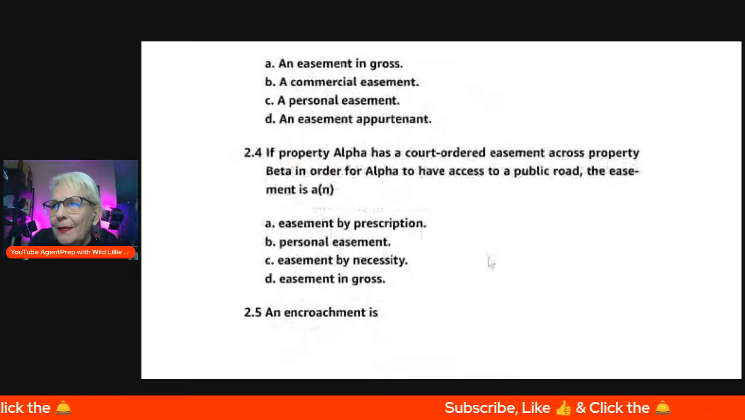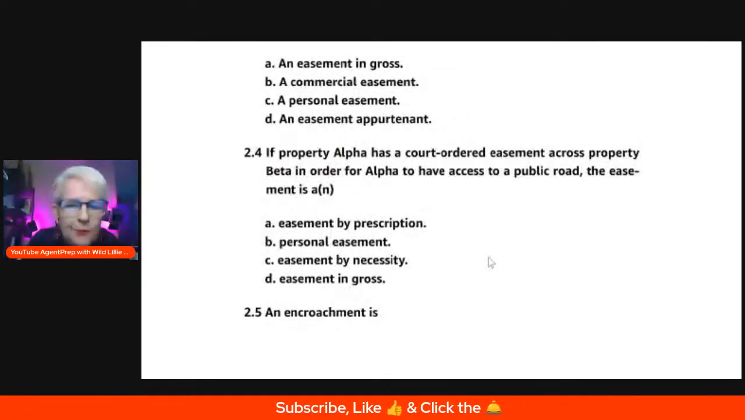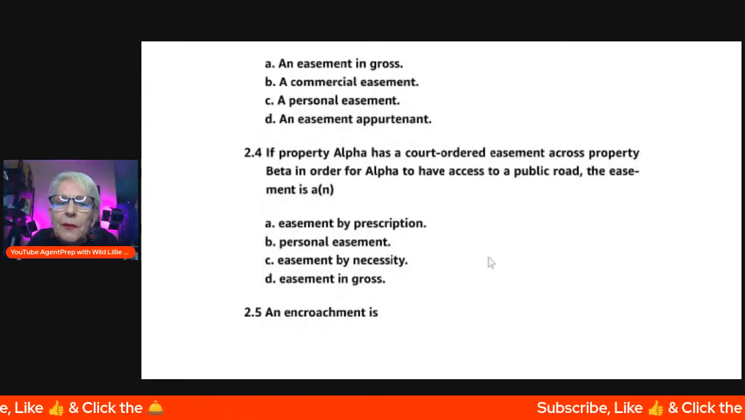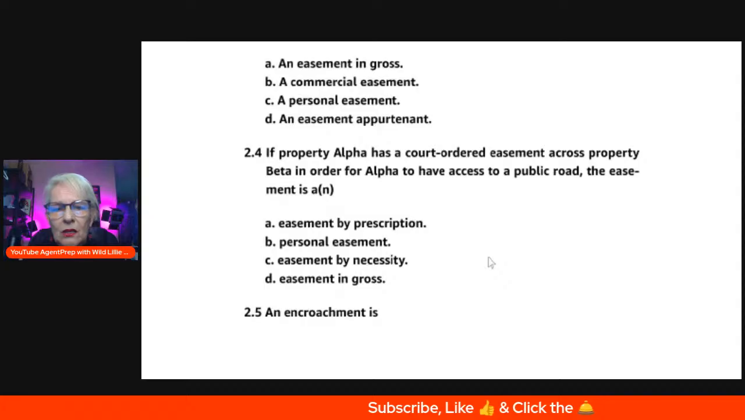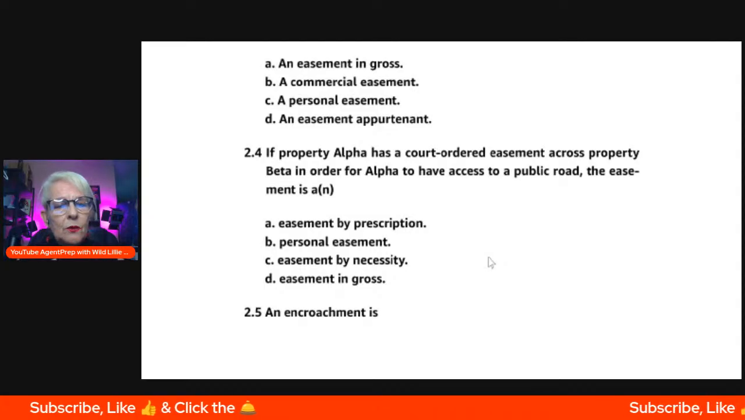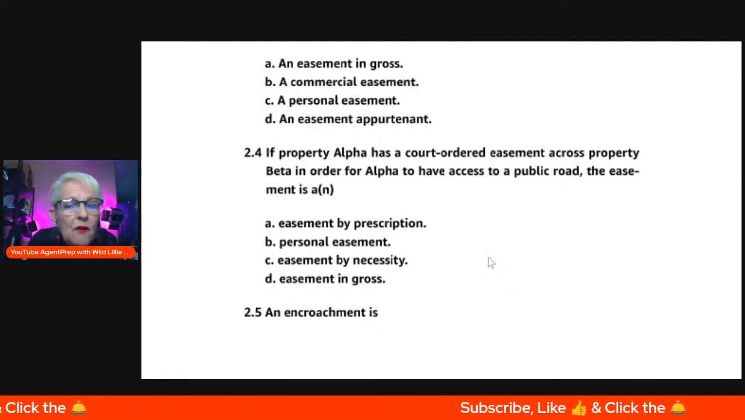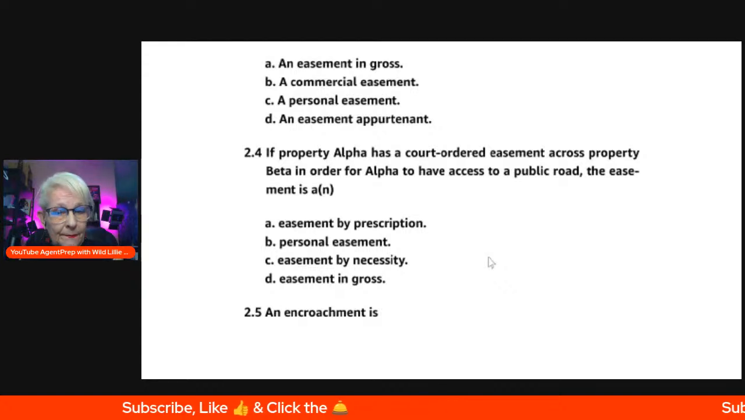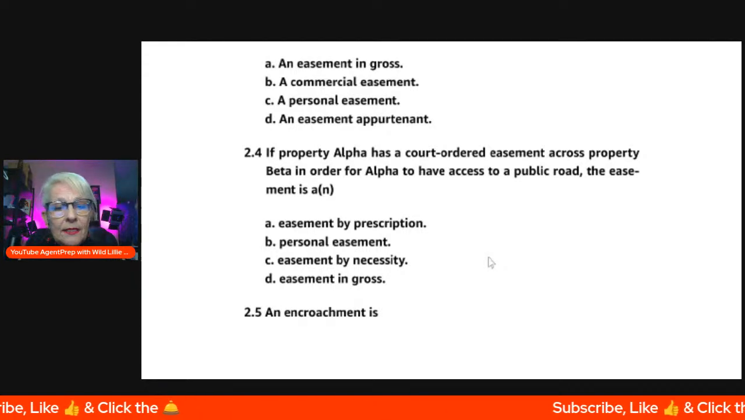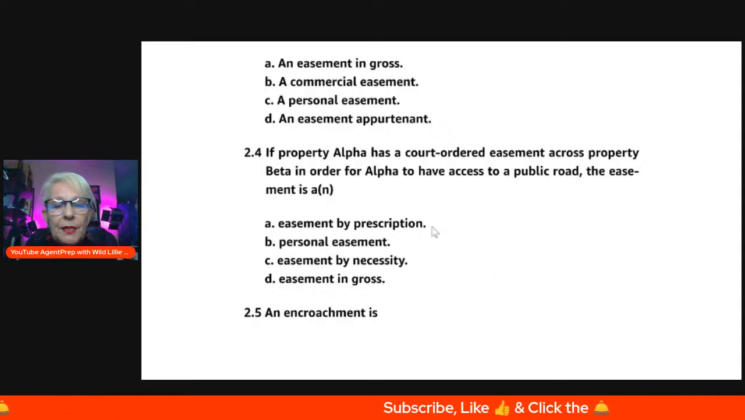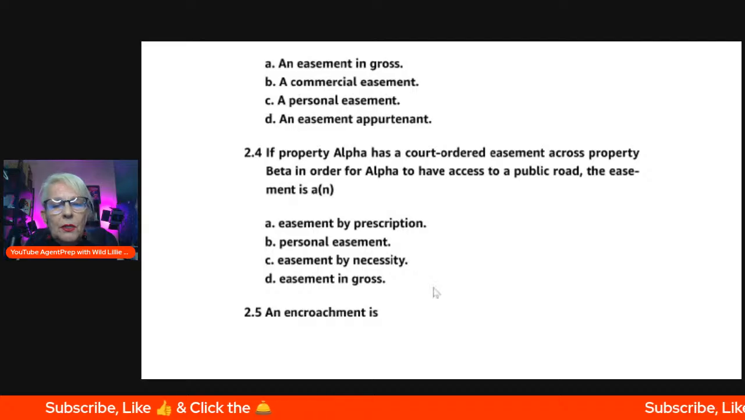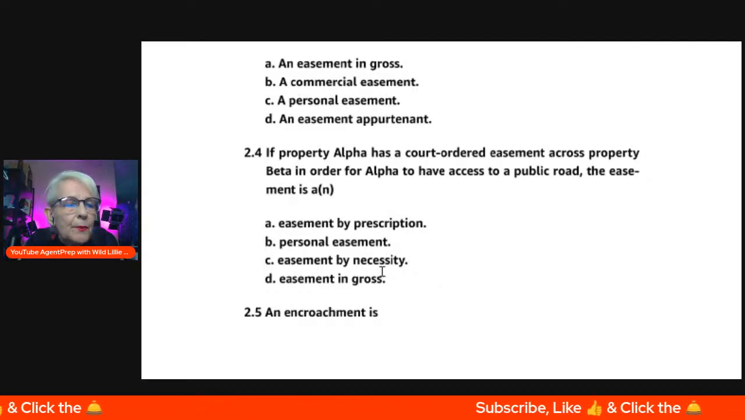All right, number 4. If property alpha has a court-ordered easement across property beta, in order for alpha to have access to a public road, the easement is okay, so what is this here? Property alpha has a court-ordered easement across property beta. So alpha needs access to that easement on property of beta. So in order for alpha to access this property to a public road, the easement is what type? A, an easement by prescription. B, personal easement, C, easement by necessity, or D, easement in gross.